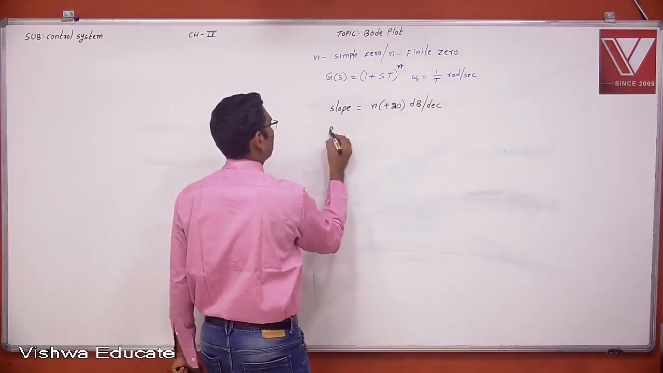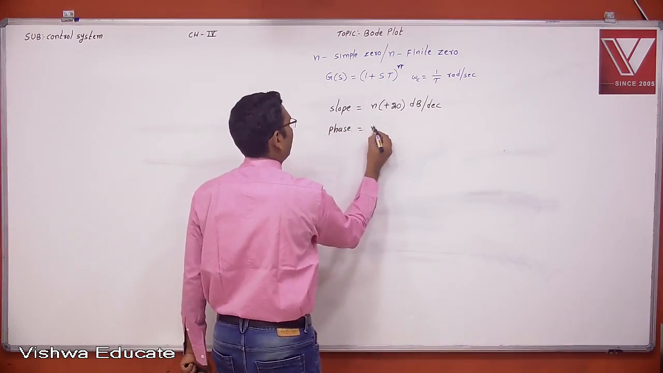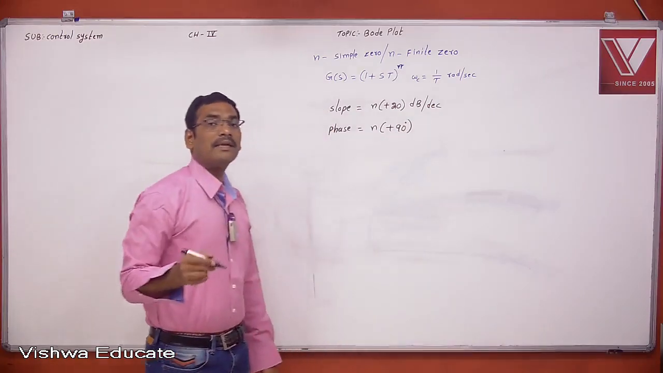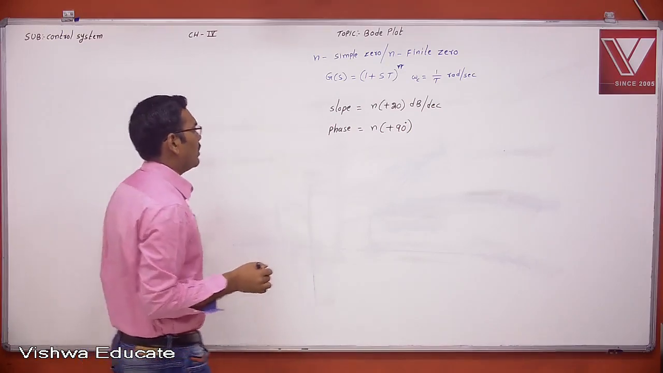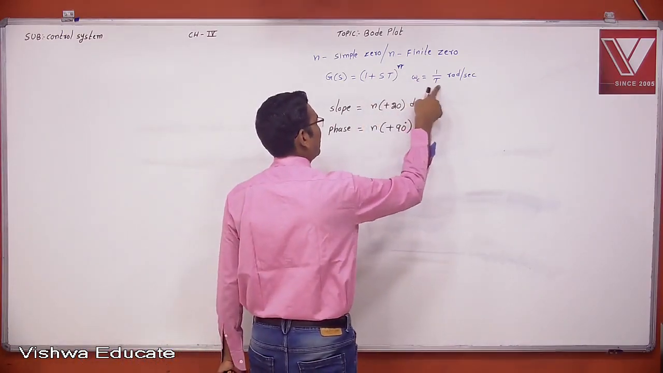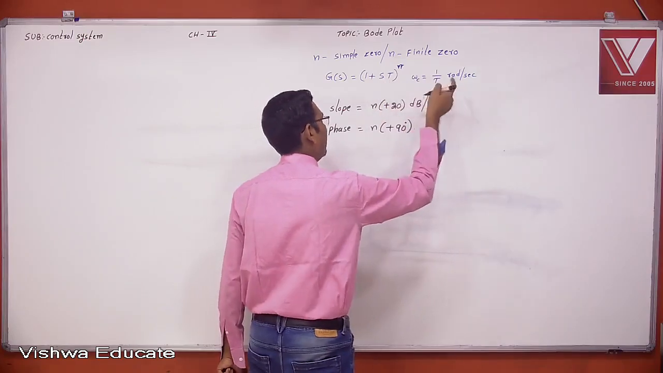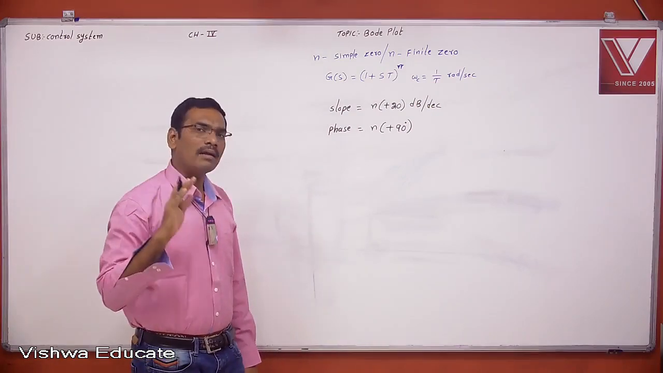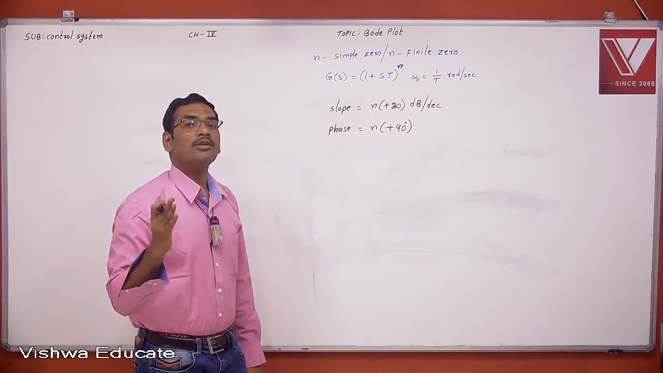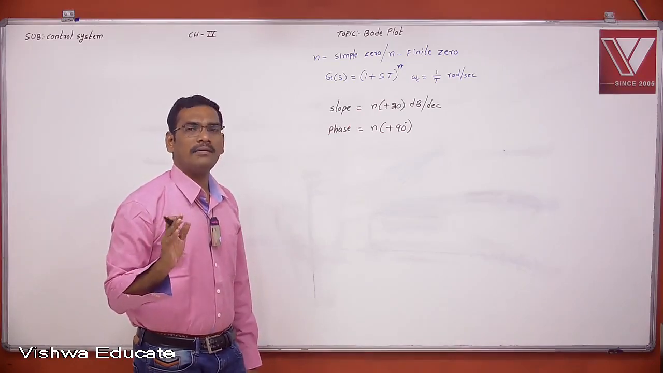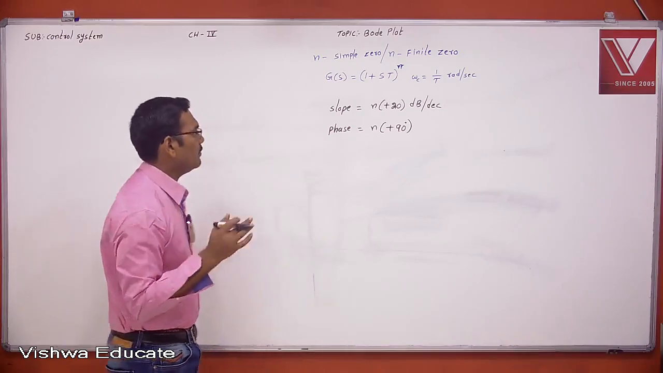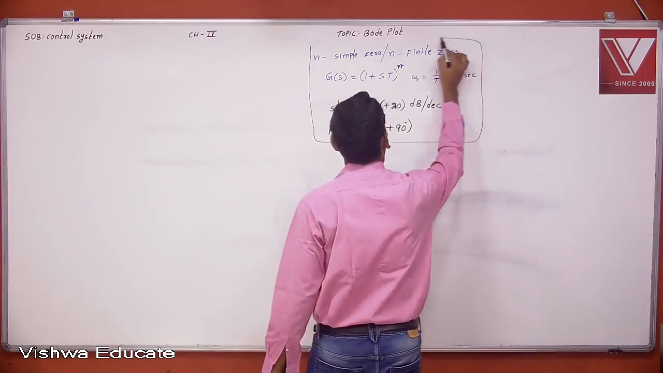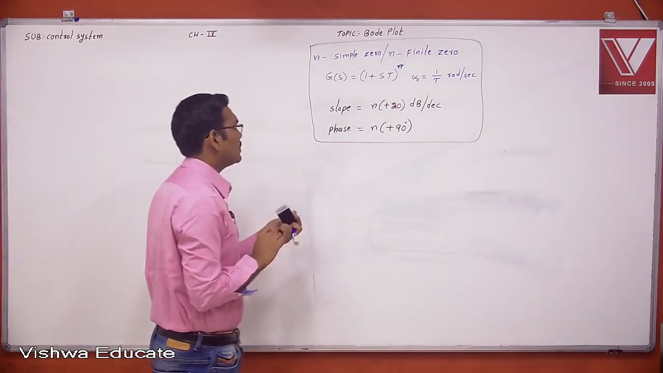What is the phase? The phase is n into plus 90 degrees, but it depends upon frequency, because we can take an approximated phase. Okay. But whatever it may be, the corner frequency is 1 by T radians per second, because at this particular corner frequency, the slope changes from 0 to 20 or 0 to 40 or 0 to 60. The slope changing from one level to another level is called the corner frequency. Okay. So this is for n simple zeros or n finite zeros. Now if you understand this, can you tell me for this?